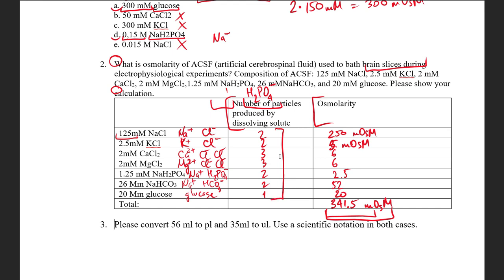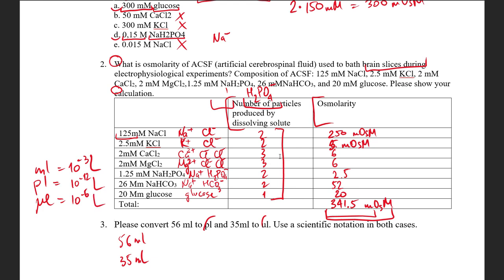And we have one question from the previous quiz, about the conversion. So we have 56 milliliters and 35 milliliters. And we need to convert them into picoliters here and microliters here. So first of all, let's determine what a milliliter is. It is 10 to the power of minus 3 liters. Then the picoliter is 10 to the power of minus 12 liters. And microliter is 10 to the power of minus 6 liters.